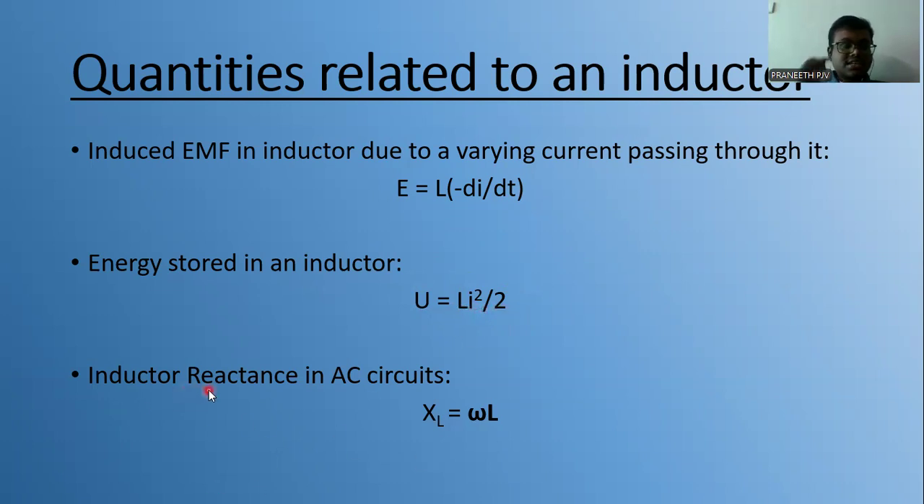Next, inductive reactance in AC circuits. This is something new. In DC circuits, we have a quantity called resistance. The equivalent resistance offered by inductors, capacitors and such in AC circuits is called reactance. It is represented by X_L for inductive reactance, and it is given by omega L. Omega is the frequency of the AC, whatever frequency the AC signal keeps changing at, and L is the inductance of the given inductor.